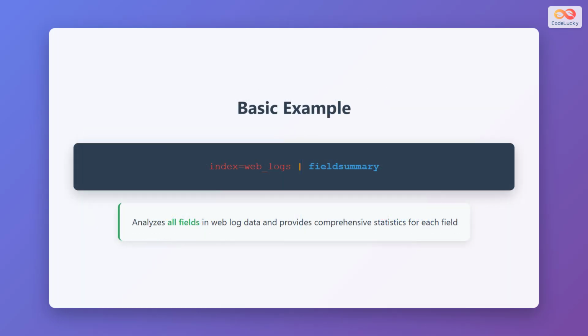Let's look at a practical example of how to use the Field Summary command. Suppose you have weblog data stored in an index called web_logs. To analyze all fields in this data, you would write index equals web_logs pipe field summary. This simple query will search through all events in your weblogs index, and then generate comprehensive statistics for every field present in those events. You'll see statistics for fields like source IP addresses, response codes, user agents, timestamps, and any other fields that exist in your weblog data.